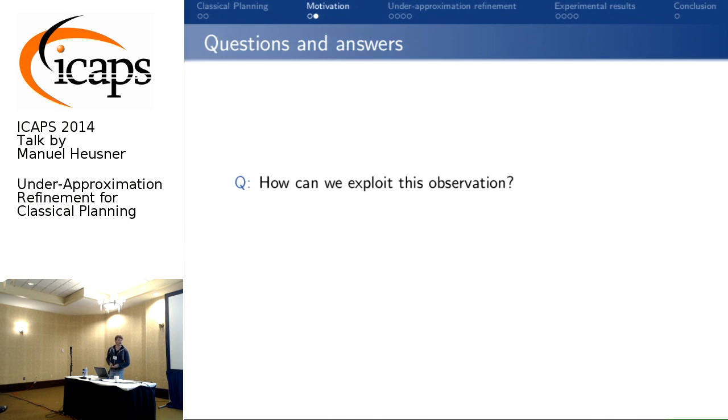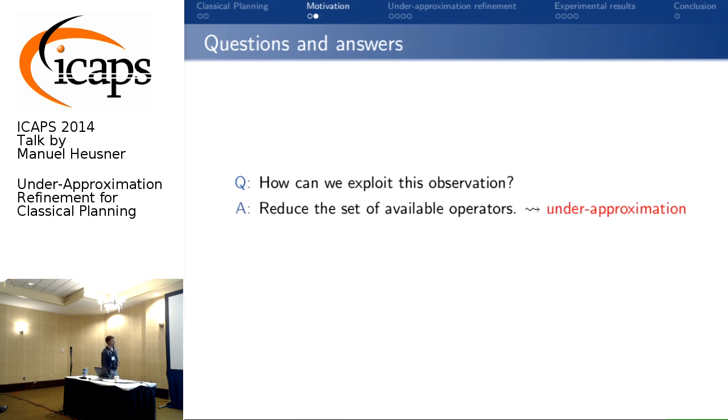So we can ask the question, how can we exploit this observation? Of course, we can reduce the set of available operators. A planning task with such a reduced set we call under-approximation. But what if the planning task turns unsolvable?